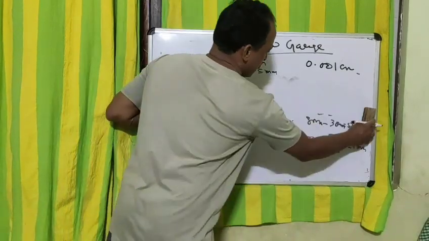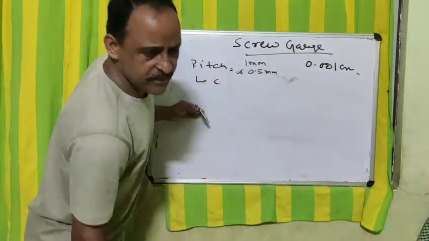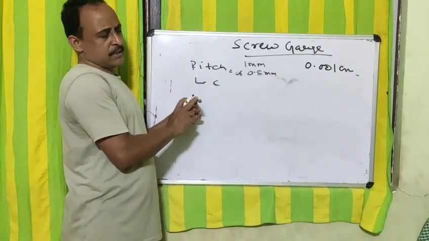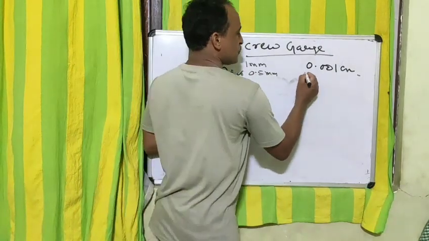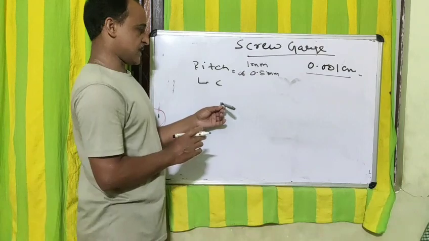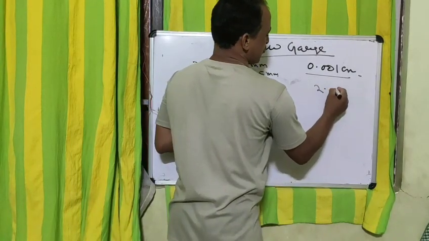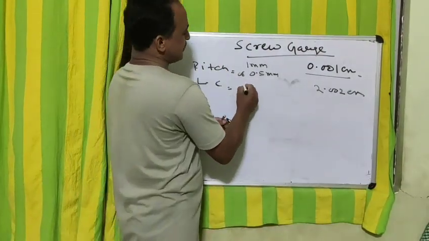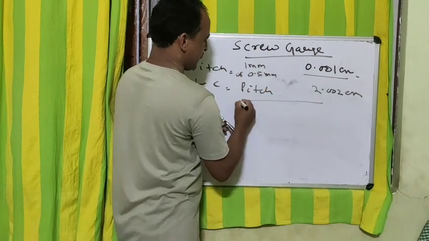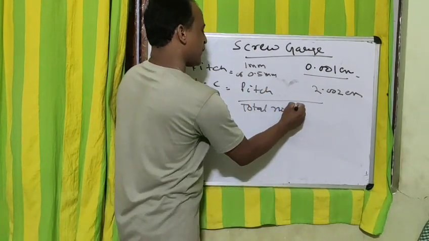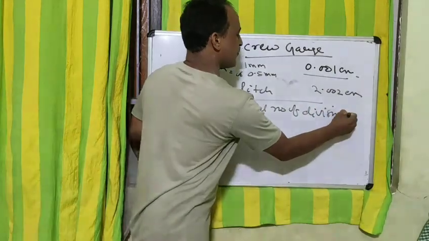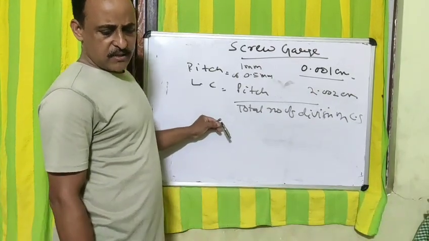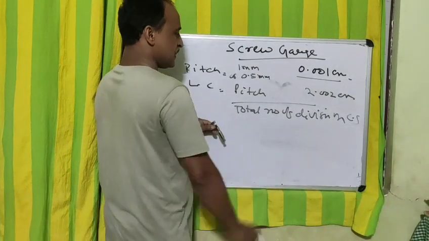Now next we discuss the least count. The least count is the smallest measurement that can be measured accurately with this instrument. As I told you, it is accurate up to three decimal places, like 2.002 cm. The least count is the pitch divided by the total number of divisions on the circular scale.